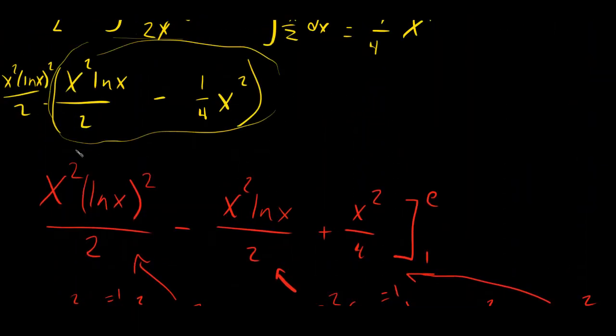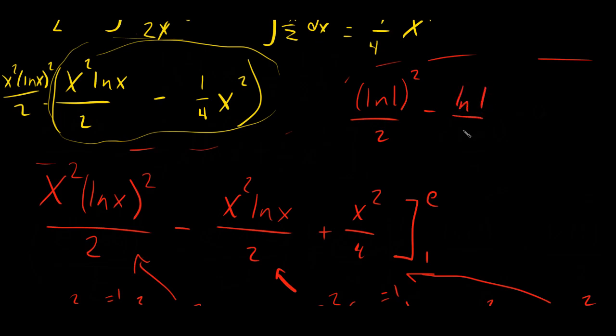So next we're going to just plug in 1. I'm just gonna do it up here because it's pretty easy. So 1 squared is just 1, so I'm not even going to write that. So ln of 1 squared over 2. Ln of 1 is just 0, because e to the x equals 1 means x equals 0. Minus, once again, ln of 1 over 2. This is just equal to 0. And then once again, you plug in 1 for x, and you get 1 over 4.